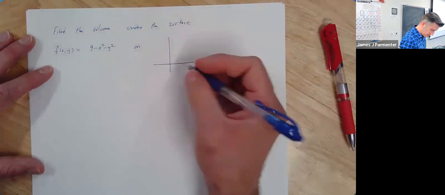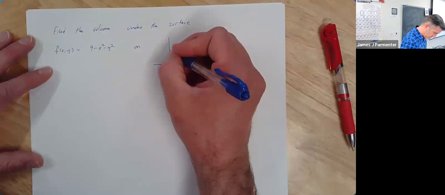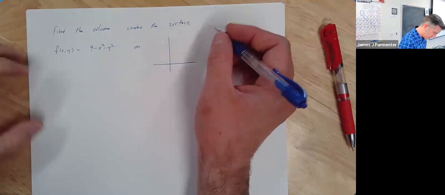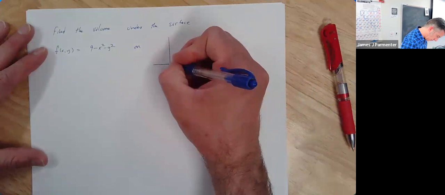Sure, I'm going to draw something that's terrible. Fine. I have to think about what we know how to do. Sure, let's just make it not too terrible. Let's say it's over this interval.